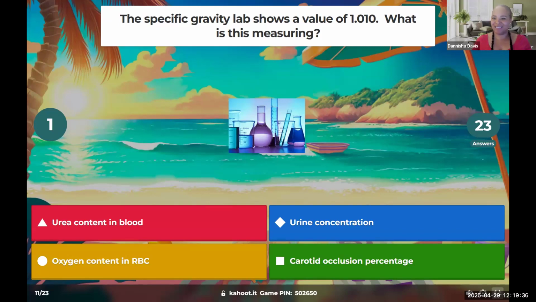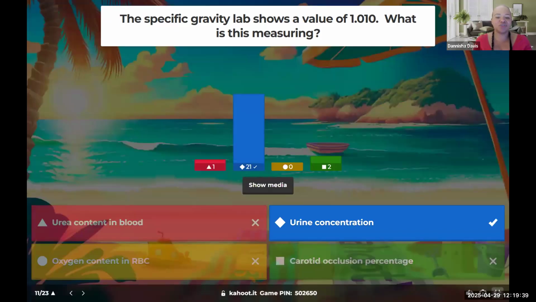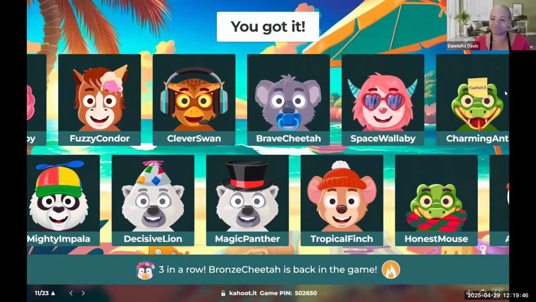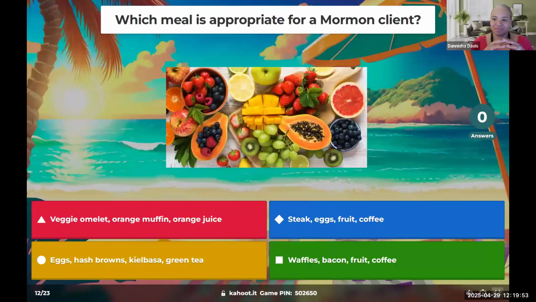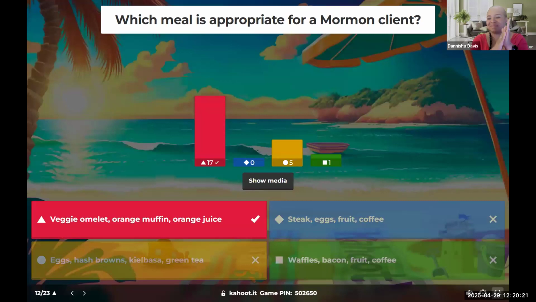Three, two, one. Very good. Urine concentration. Why are the other options not correct?